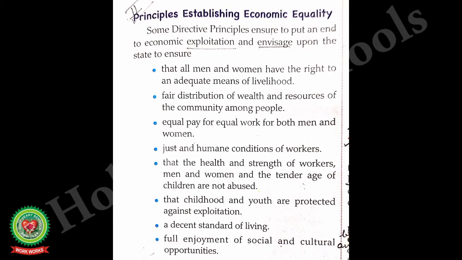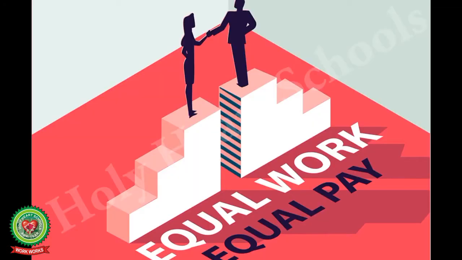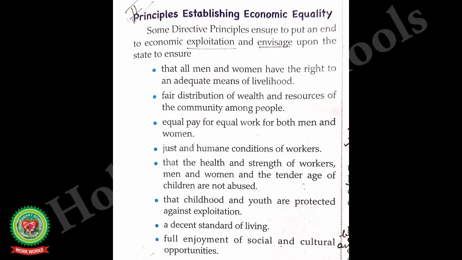Number 3, equal pay for equal work for both men and women. Number 4, just and humane conditions of workers. Number 5, that the health and the strength of workers, men and women, and the tender age of children are not abused. Equal pay for equal work is the concept of labor rights, that individuals in the same workplace will be given equal pay.